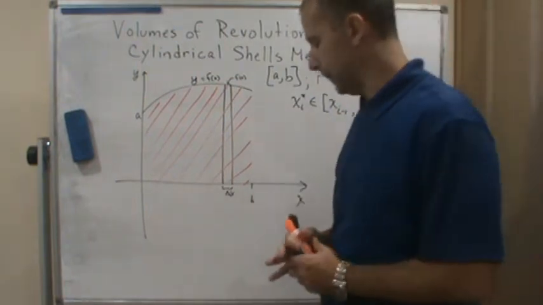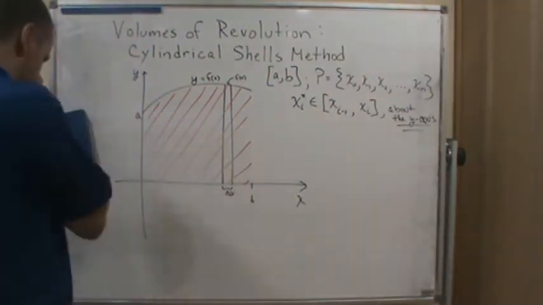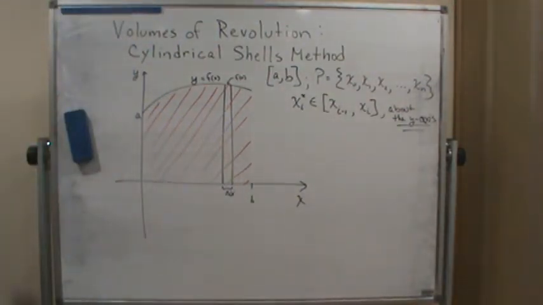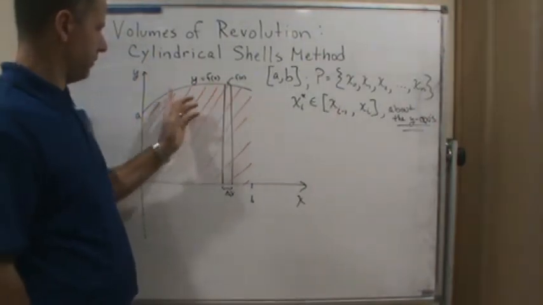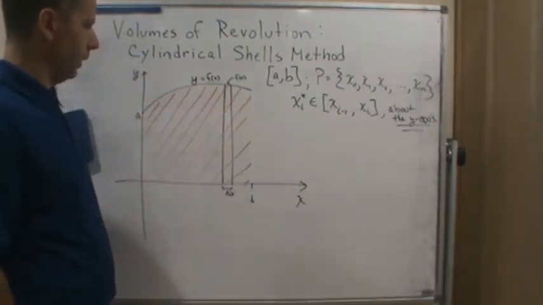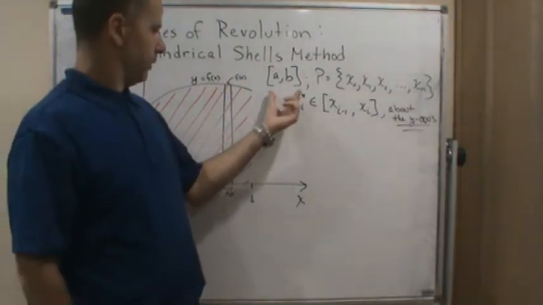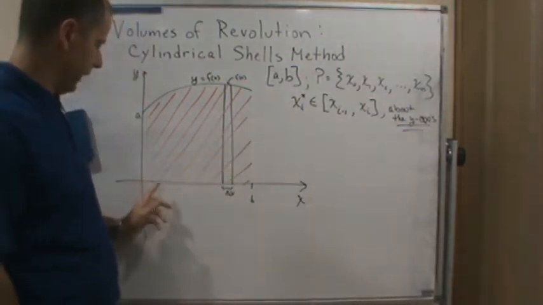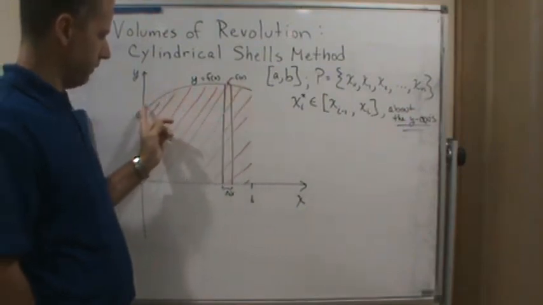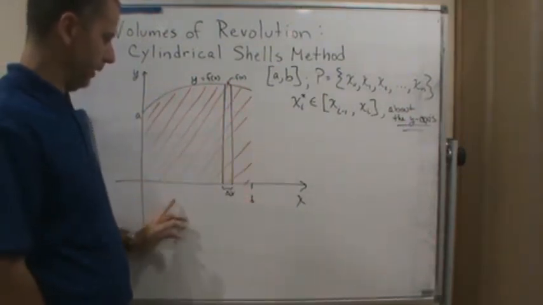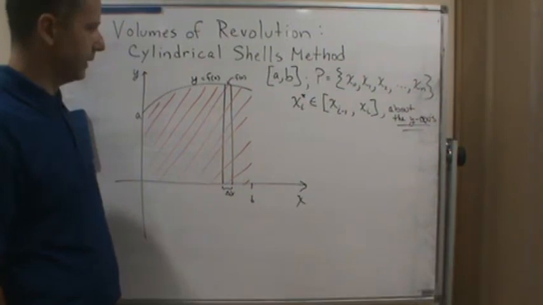Okay, so let's start from the beginning, and let's say we have this curve, this graph of a function, and we want to define a region from A to B, bounded on top by this function f of x and bounded on the bottom by the x-axis.